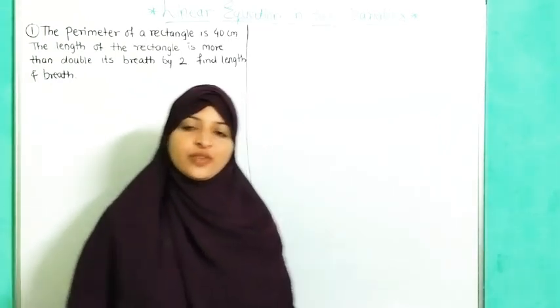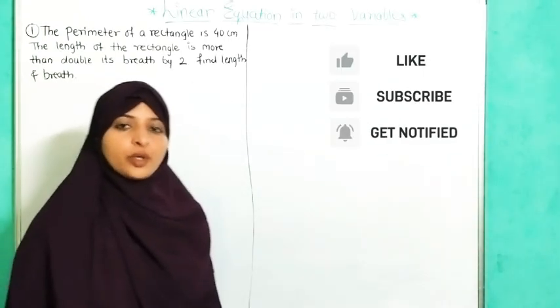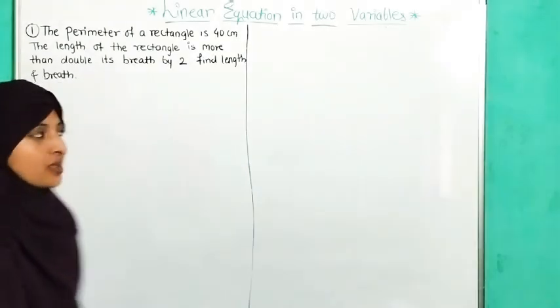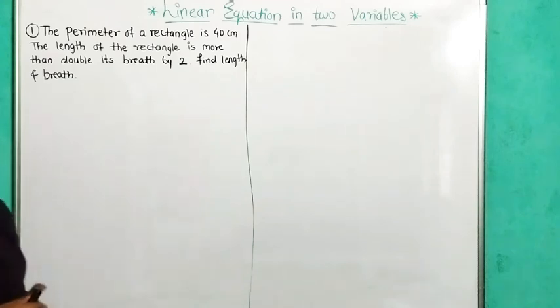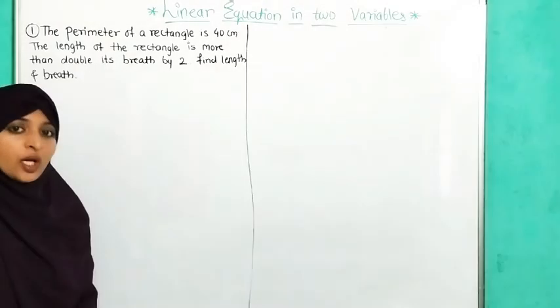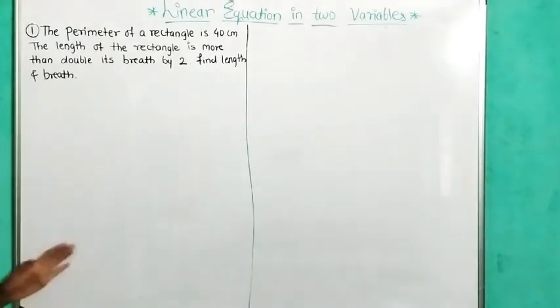Hello everyone, today we are going to solve word problems based on linear equations in two variables. So our first question is: the perimeter of a rectangle is 40 centimeters and the length of the rectangle is more than double its breadth by 2. Then find the length and breadth of the rectangle.